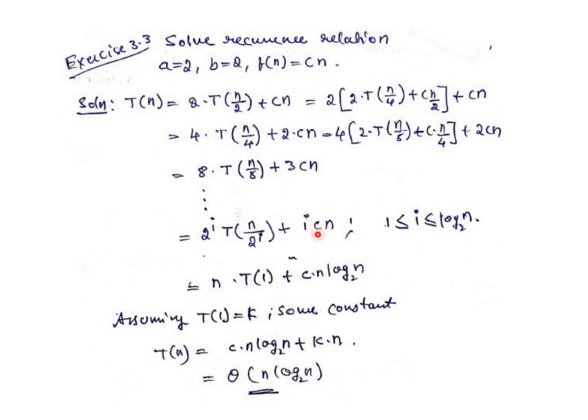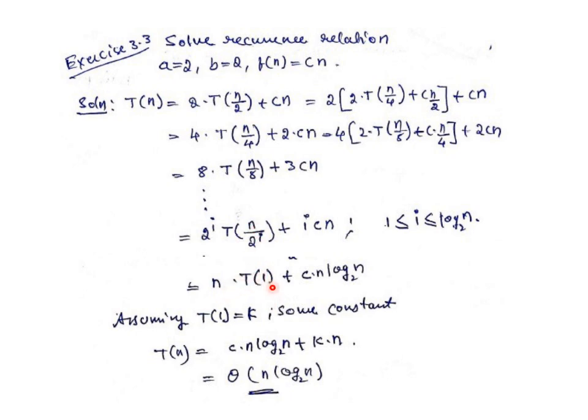i cn. Here c is a constant and n is the input instance. What is the value of i? i is log n base 2, because 2 to the power i is equal to n. Now replace i with log n base 2. So 2 to the power i is equal to n itself, and n divided by 2 to the power i is equal to 1. So T of 1, we get n divided by n, that is equal to 1.